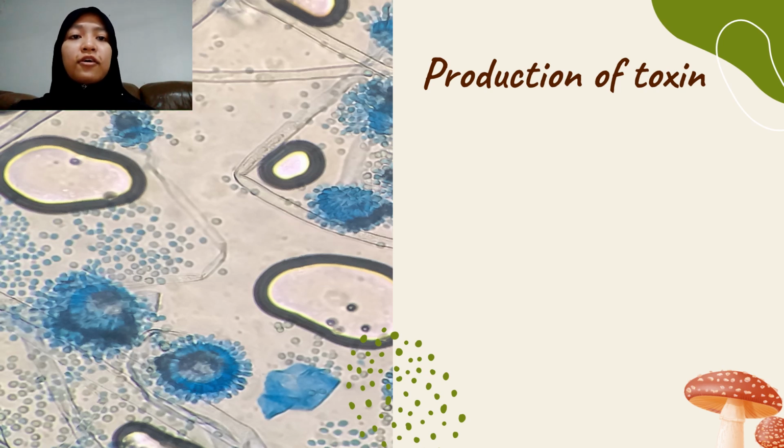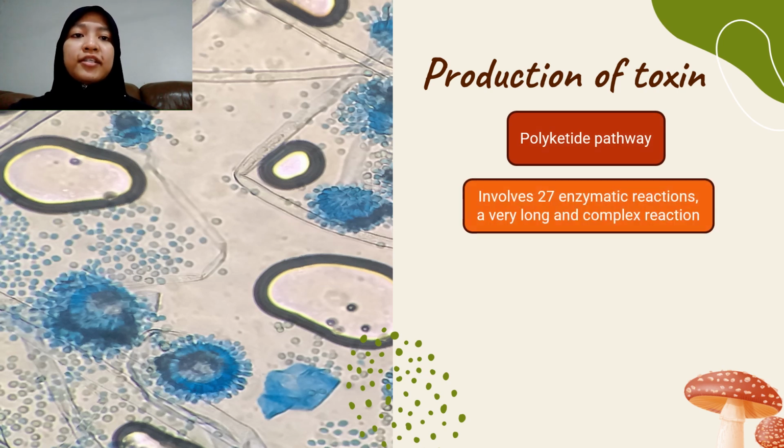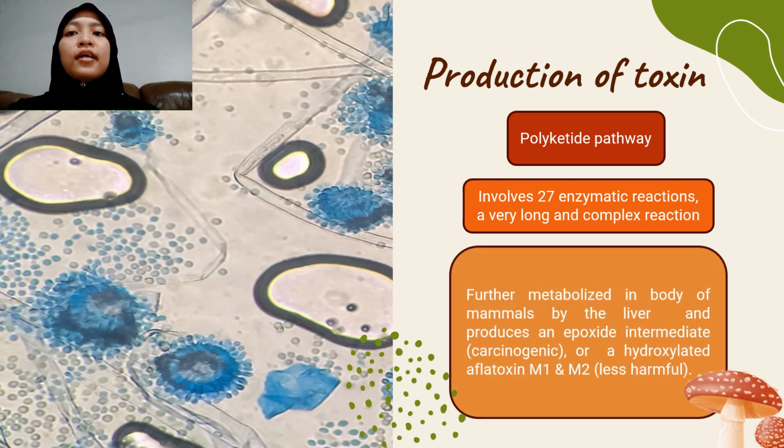The production of aflatoxin involves the polyketide pathway, which consists of 27 enzymatic reactions, making it a very long and complex process. This pathway produces aflatoxins, including aflatoxin B1, which commonly intoxicates mammals. After aflatoxin B1 is ingested, it is metabolized by the liver of mammals and produces an epoxide intermediate, which is carcinogenic, or hydroxylated aflatoxins M1 and M2, which are less harmful to the body.